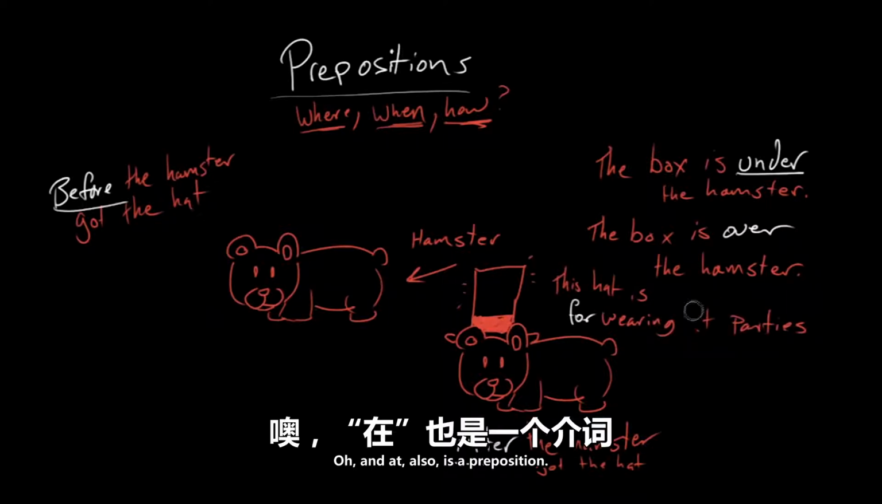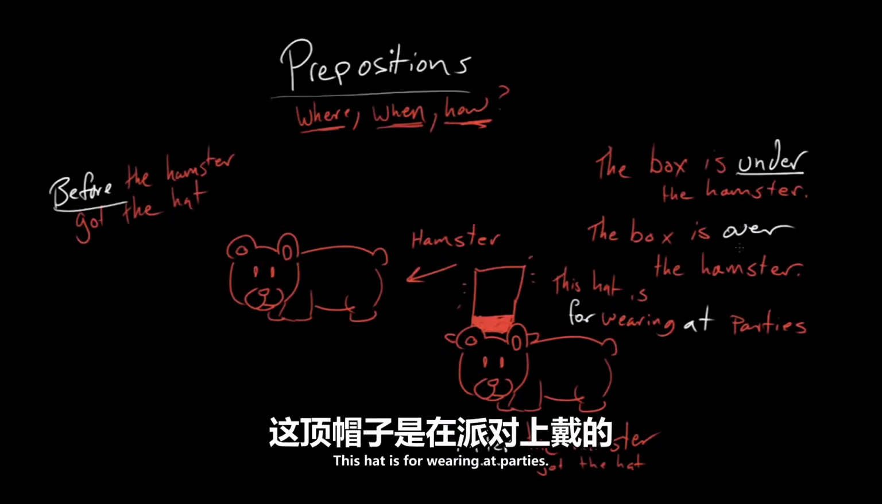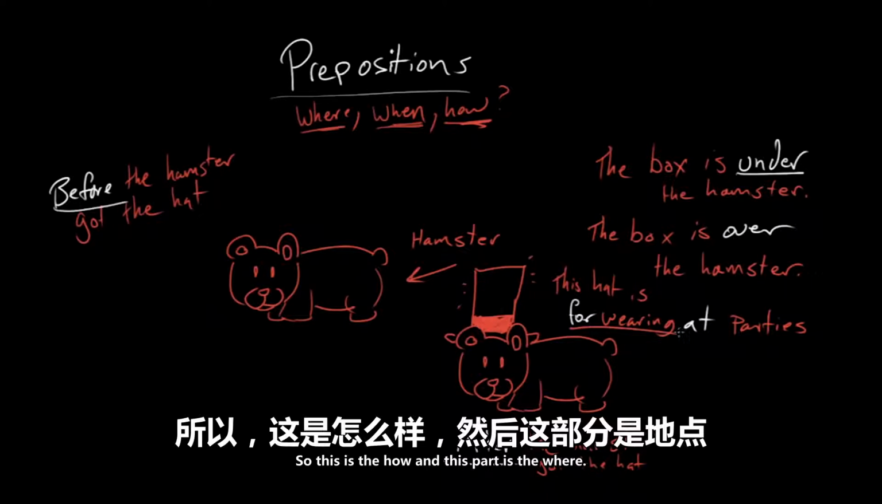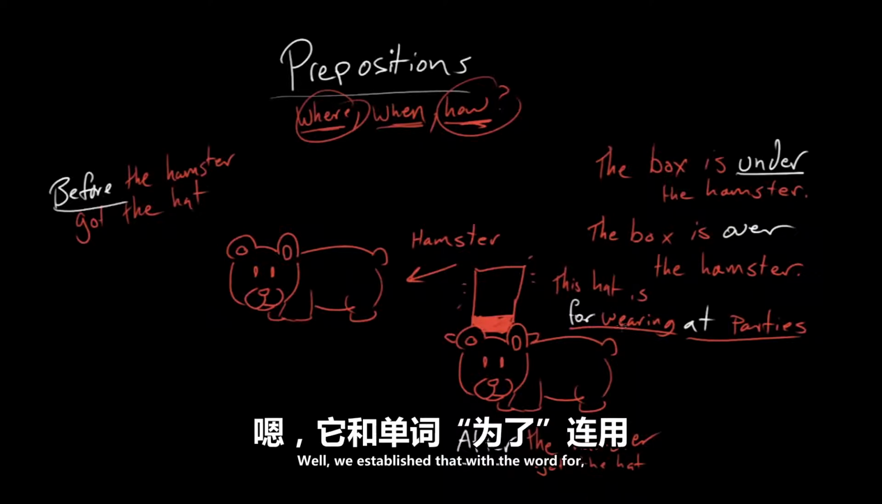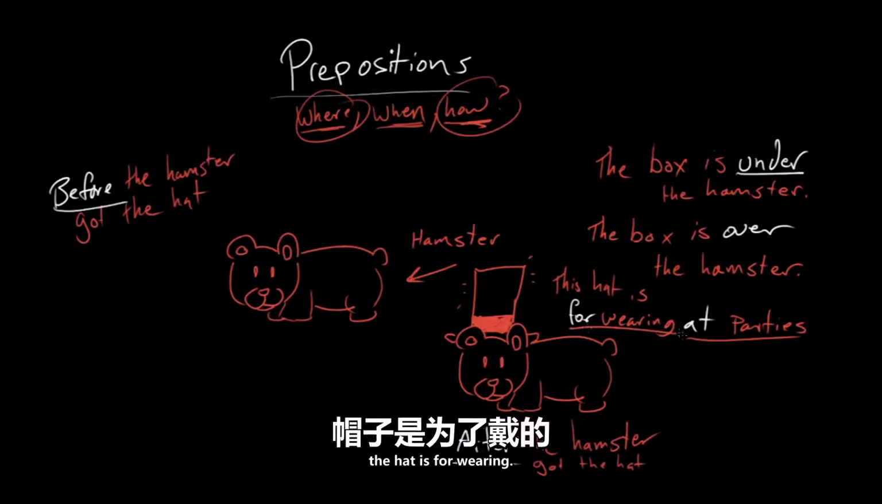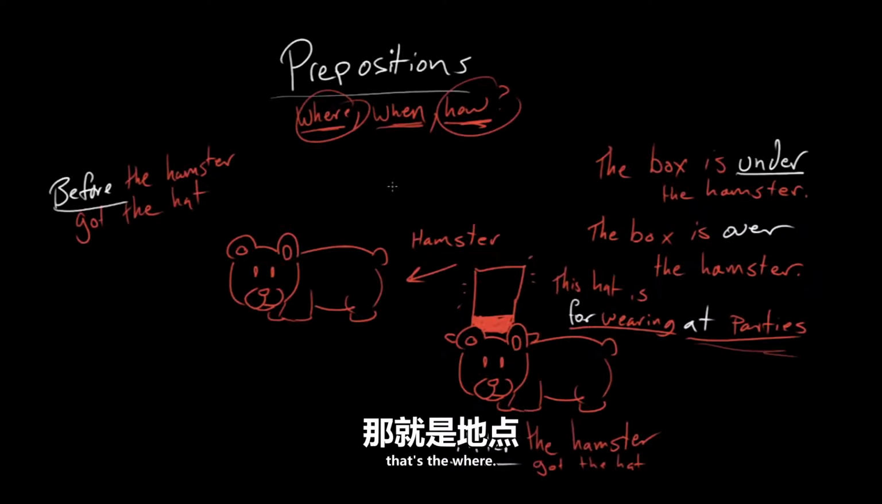Oh, and at also is a preposition. This hat is for wearing at parties. So this is the how, and this part is the where. So what's the purpose of the hat? Well, we established that with the word for. The hat is for wearing. And where is it supposed to be worn? At parties. That's the where.